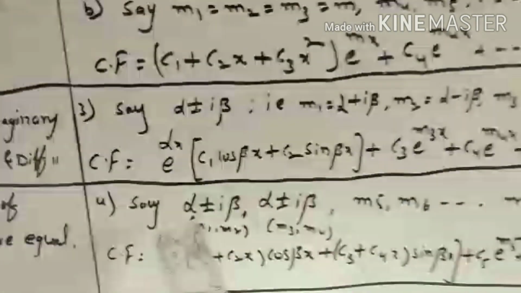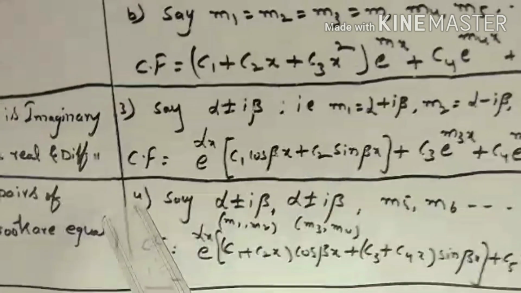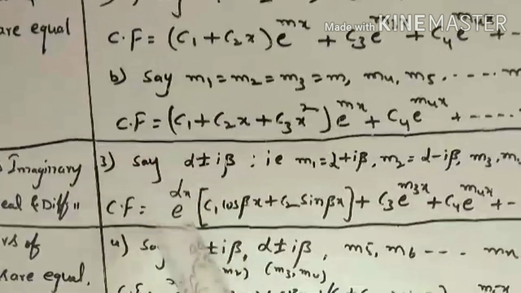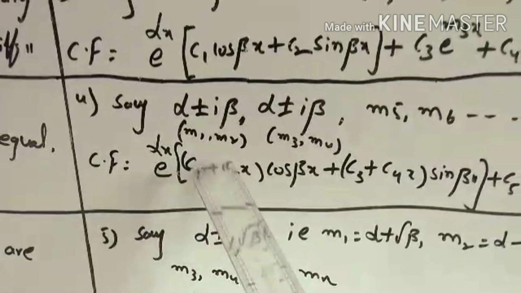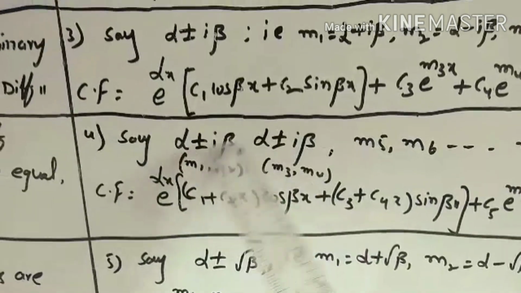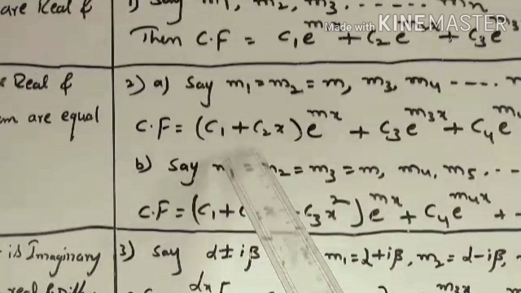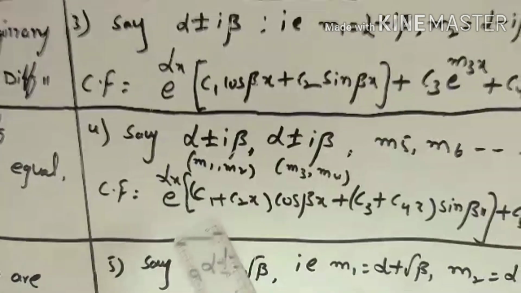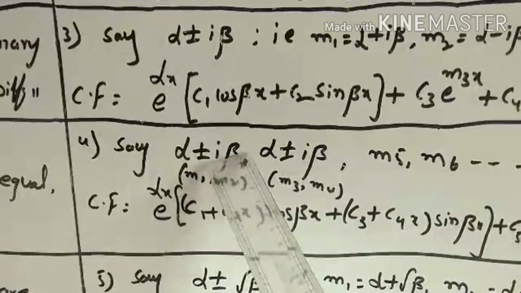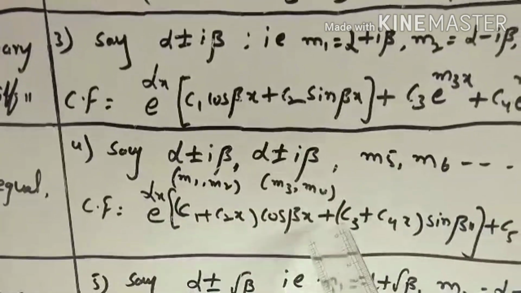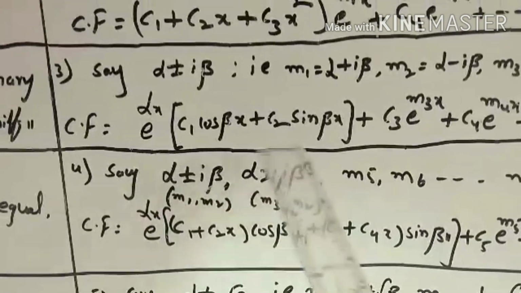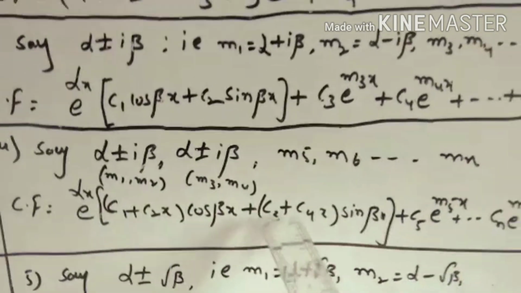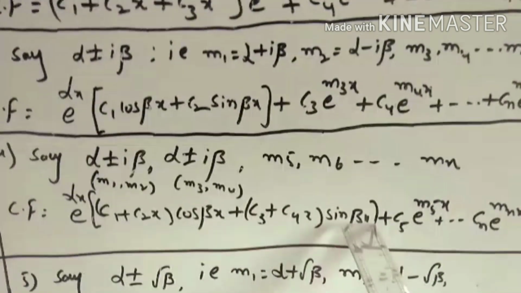Imaginary roots are repeated. Then rest of them are real and different. Then complementary function. Complementary function is what? E to the power of alpha x into, imaginary roots are repeated. So what is the process? Repeated terms c1 plus c2x into e to the power of mx. So the process is c1 plus c2x into, this is a complex number, into cos beta x. So imaginary roots are repeated. That means c1 plus c2x into cos beta x plus c3 plus c4x into sin beta x.